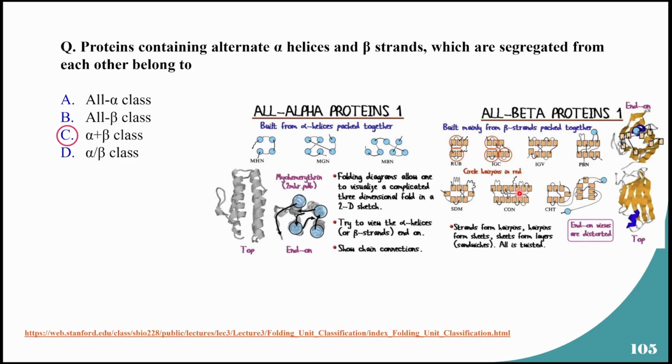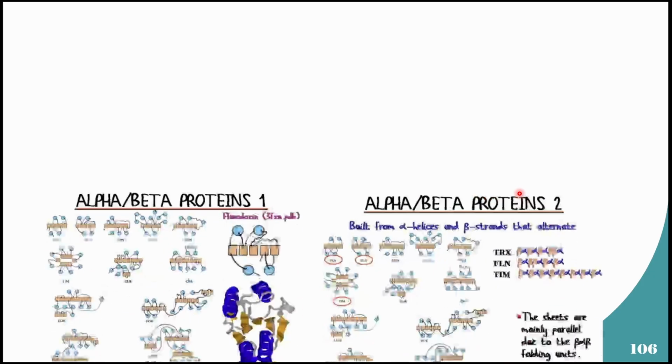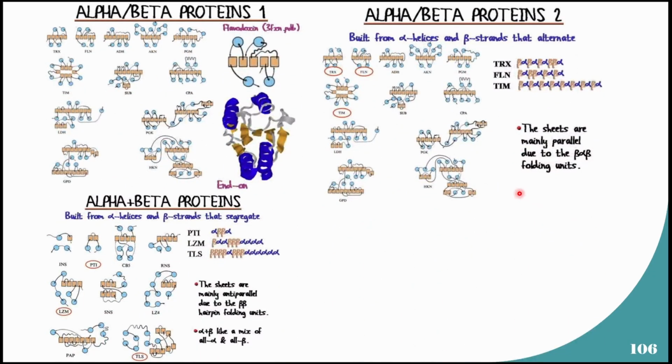And then based on how the alpha helices and beta sheets, if they are kind of equivalently present in this protein, based on how they are arranged, you can divide the protein, you can categorize them as either alpha by beta or alpha plus beta. So what are alpha by beta?